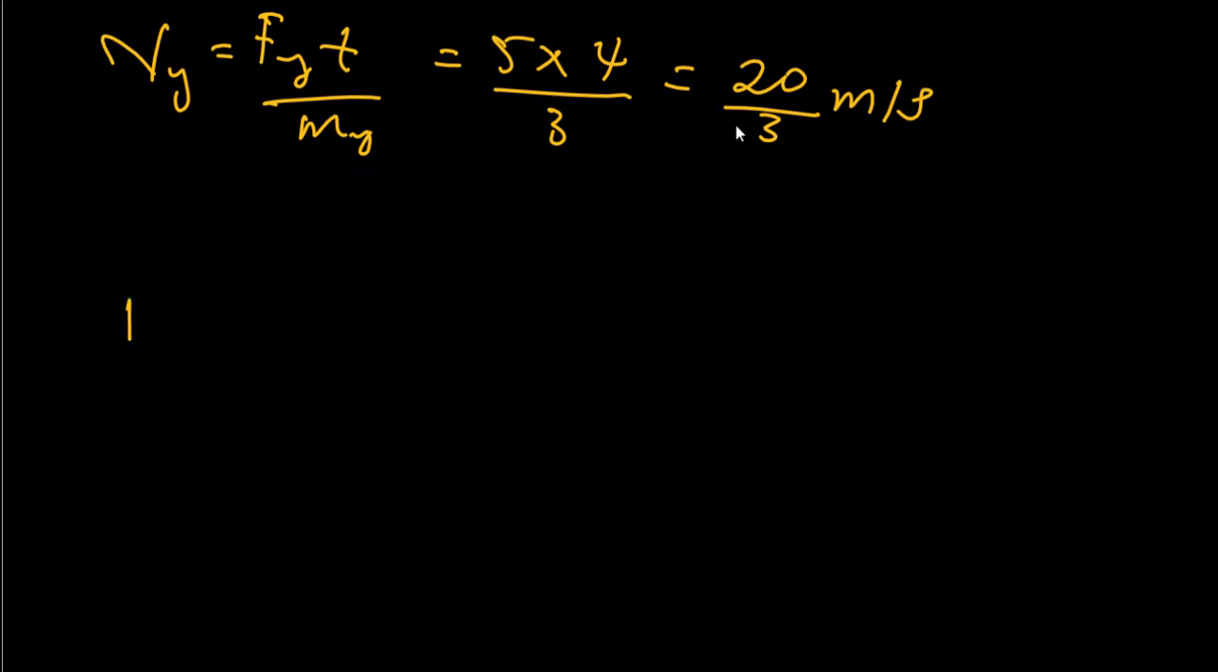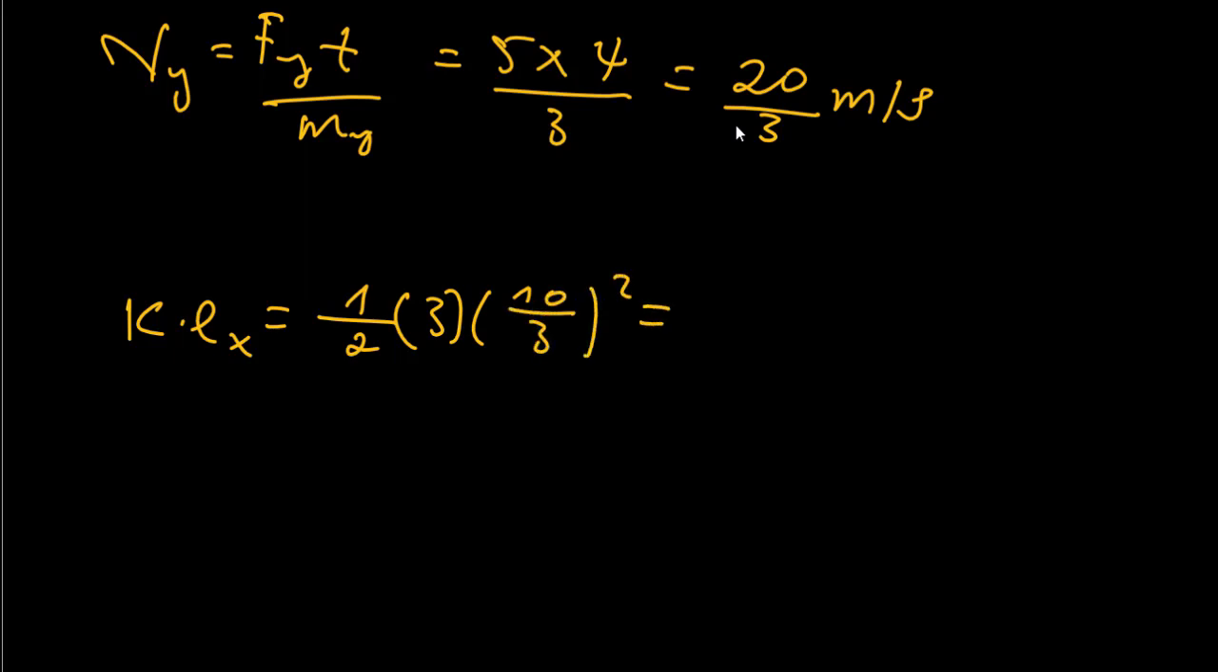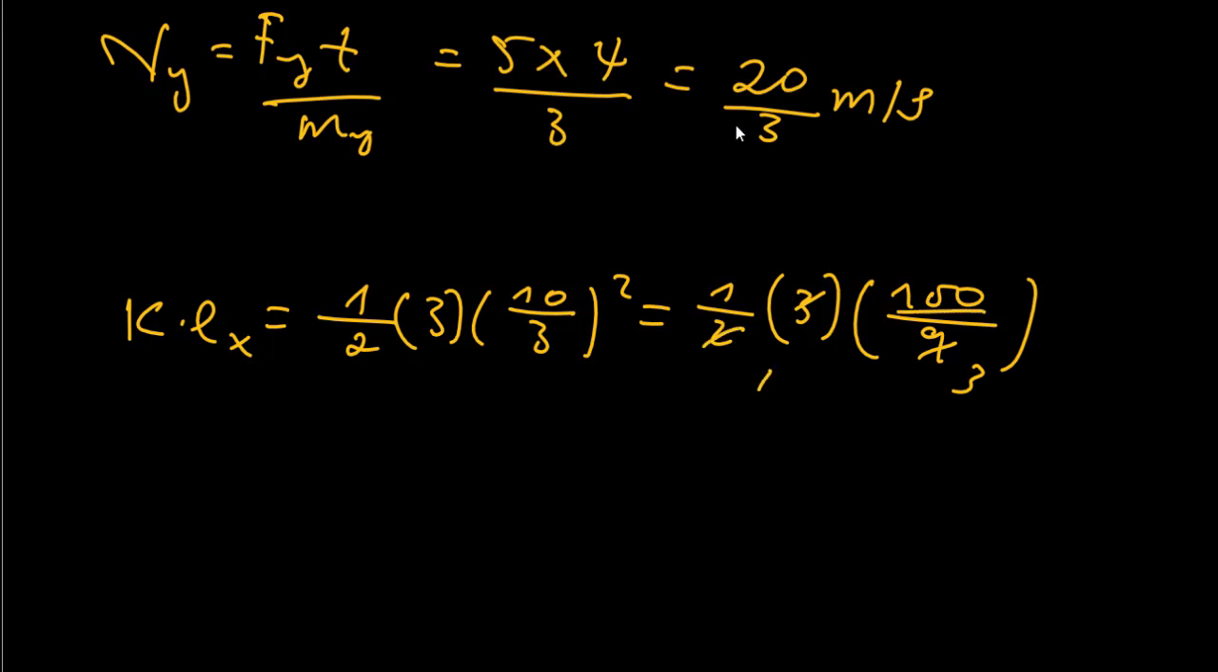Now we get the expression of the kinetic energy. The kinetic energy of x will be equal to a half, the mass of x is 3, times the square of the speed, which is 10 divided by 3, all of that squared. When we simplify, we get a half into 3 into 100 divided by 9. So 3 simplifies, 2 goes into 100 50 times. So I get 50 divided by 3 joules.